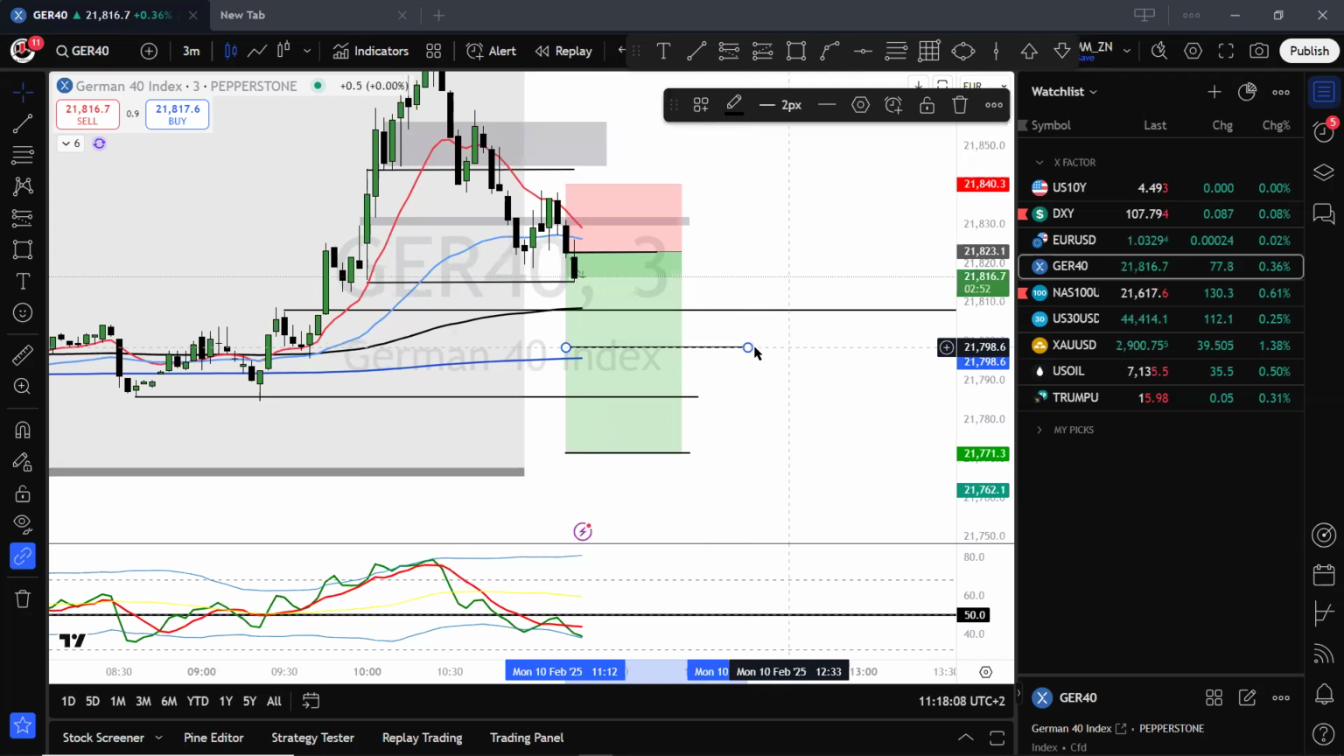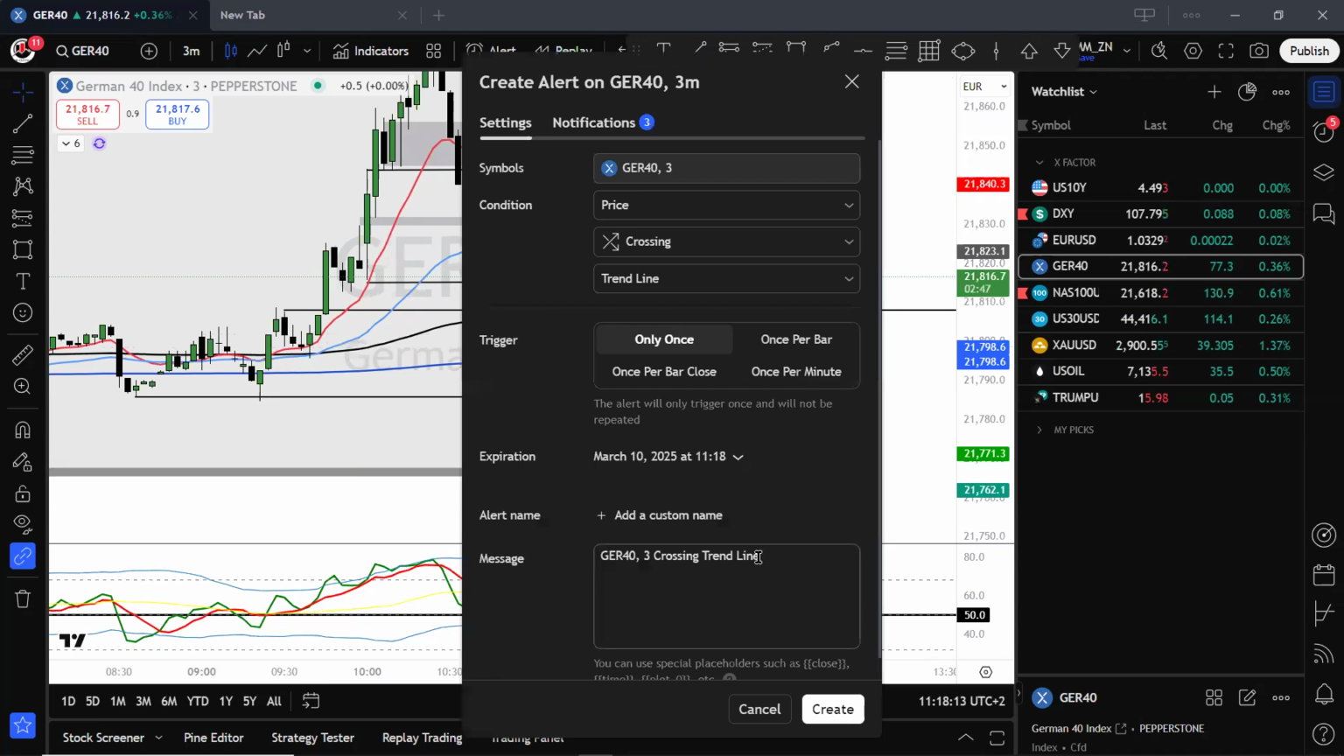Let me set an alert. We are going to move stop loss to entry or scale out half the position.